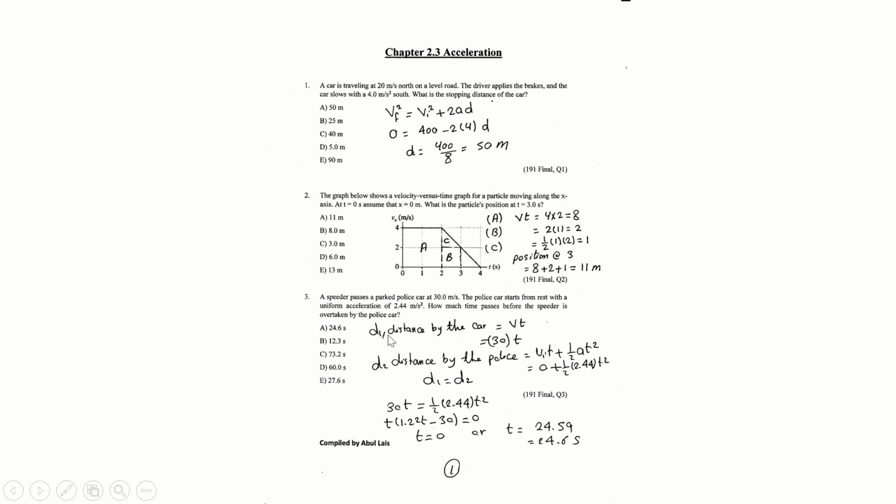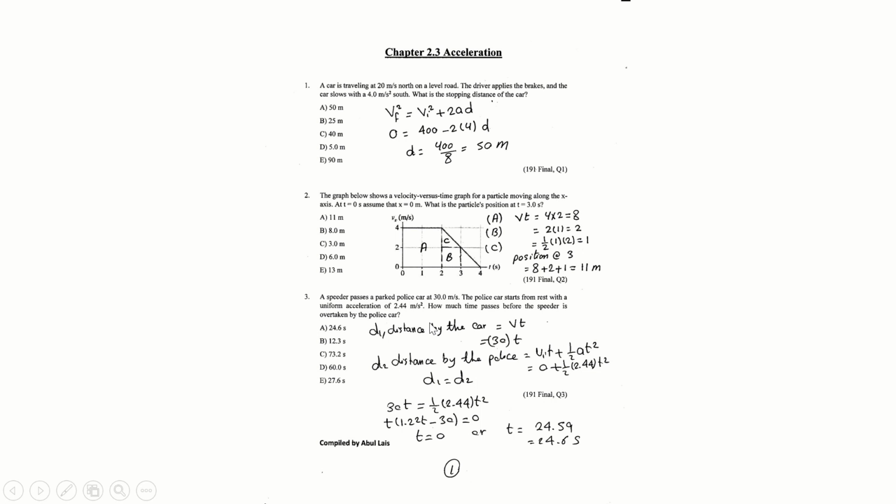And we know again that velocity equals distance divided by time. So the distance equals the velocity multiplied by the time. Now, the velocity is 30 meters per second and the time is unknown. Now, I will find the distance covered by the police. To find the distance, it should equal v initial t plus half a t squared. The police started from 0, then accelerates with an acceleration of 2.44 meters per second squared. So it's half times 2.44 times t squared.